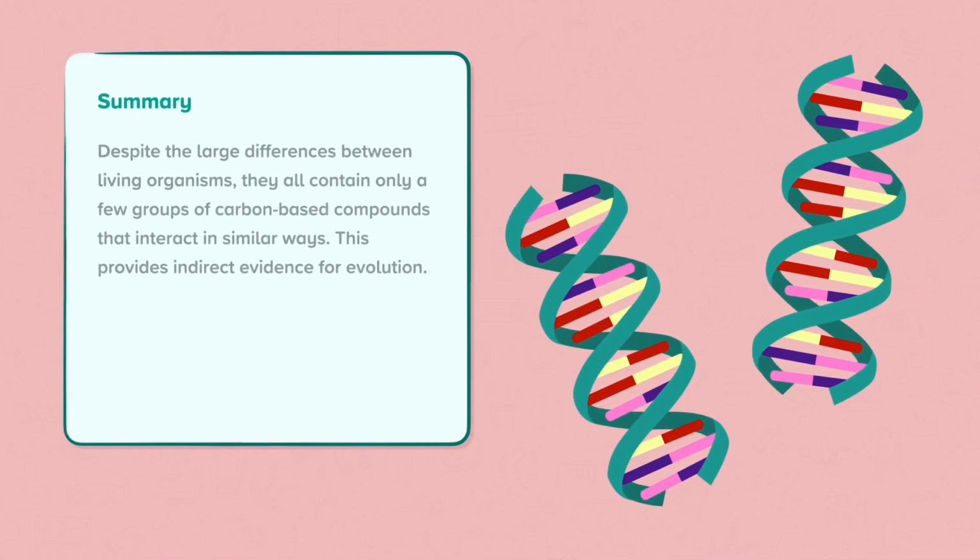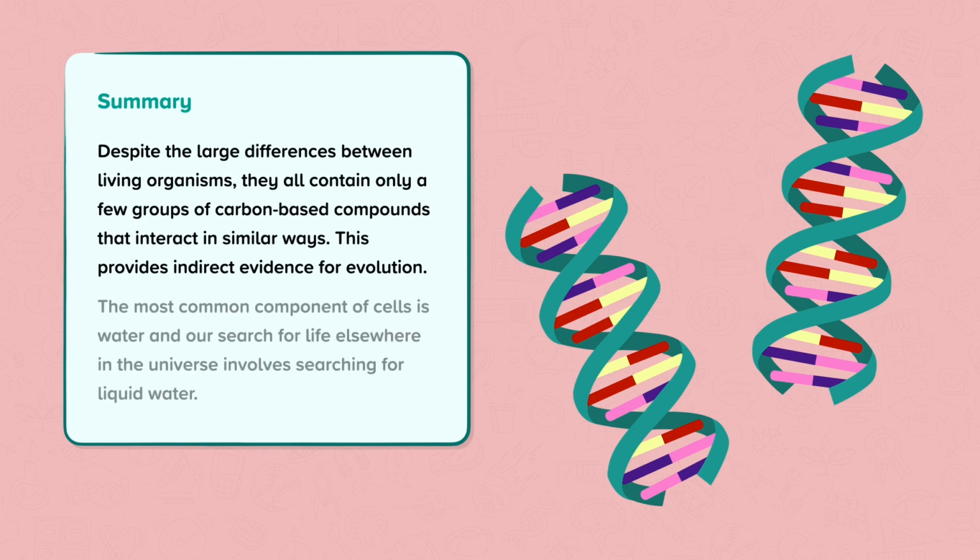Summary. Despite the large differences between living organisms, they all contain only a few groups of carbon-based compounds that interact in similar ways. This provides indirect evidence for evolution. The most common component of cells is water, and our search for life elsewhere in the universe involves searching for liquid water.